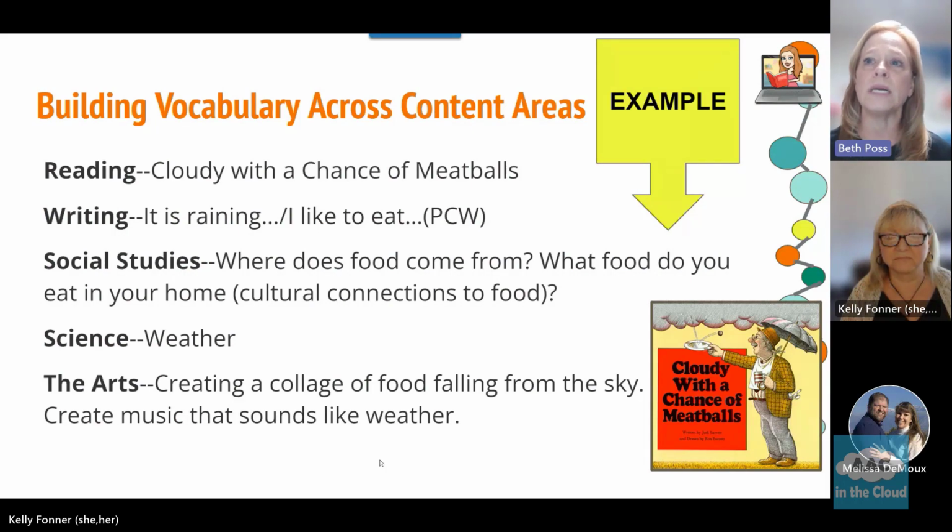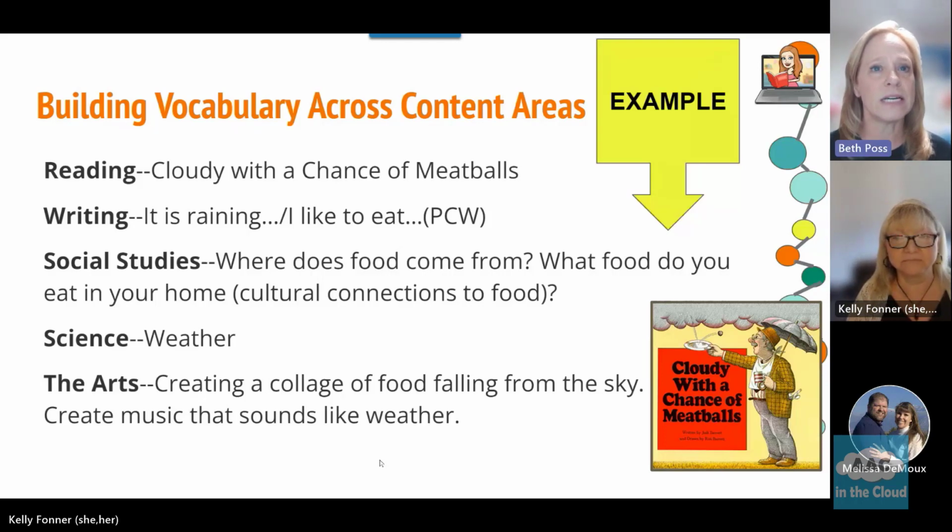So in social studies, how are we going to connect Cloudy with a Chance of Meatballs? It doesn't really happen, right? I mean, if only ice cream would rain from the sky. But we can talk about where food comes from. It comes from the grocery store, it comes from farms. Or it might be, what food do you eat in your home? The food that flies from the sky in Cloudy with a Chance of Meatballs is very American, a very typical American diet. But we know we've got learners who come from all different cultures, and so you might be able to integrate that, talking about the cultural connections to food.